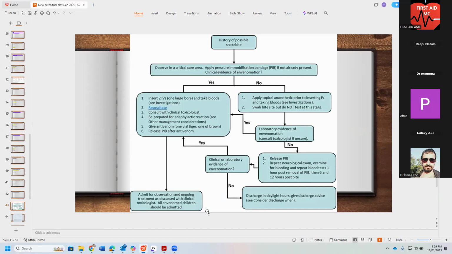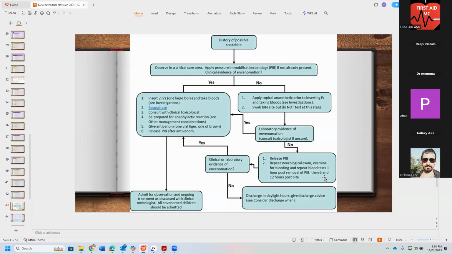In the non-clinical signs of envenomation, where lab investigation doesn't show any signs of envenomation, what we do is that after some time, we release the pressure immobilization bandage. We repeat the neurological examination. We do a blood test post removal of the bandage first, then at 6 hours, then at 12 hours. If all of the investigations are normal, we discharge them.